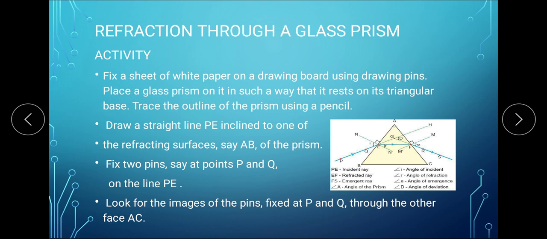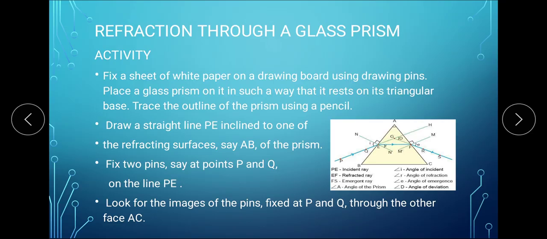Why is there an angle between the emergent ray and the incident ray? Why is the emergent ray inclined at an angle? Because of the peculiar shape of the glass prism. Because the two refracting surfaces are inclined to each other at an angle called the angle of prism.